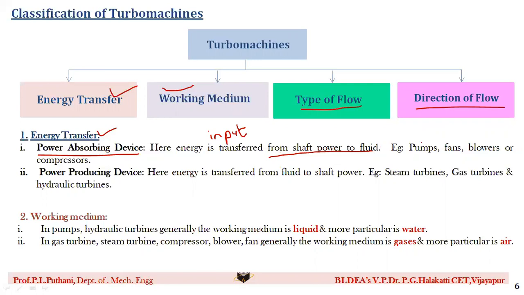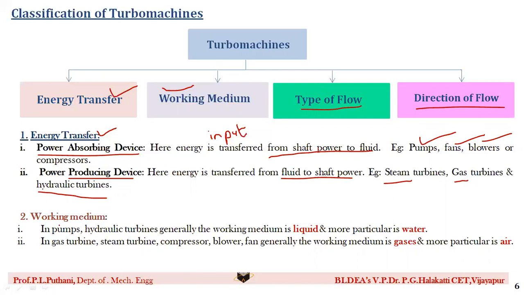All fans, all pumps, all blowers, all compressors are power absorbing machines. If the vice versa happens, that is, the energy is transferred from the fluid to the shaft, that is the output shaft, we call them power producing machines or power generating machines. That is all kinds of turbines. It may be the steam turbine, gas turbine, or hydraulic turbines. They are all examples of power producing machines. This is the first factor.